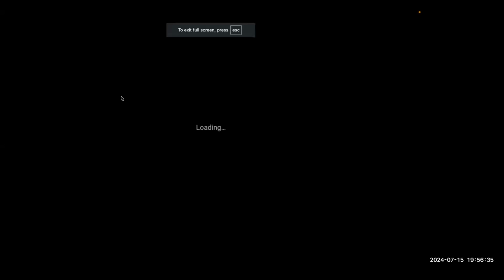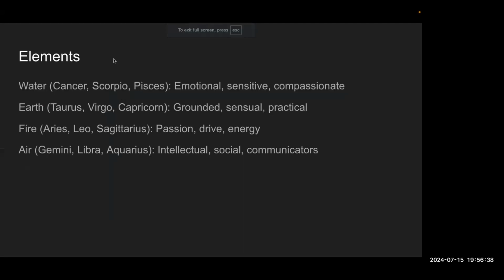So if you have a lot of water placements, meaning a lot of either Cancer, Scorpio, or Pisces, you have a lot of emotional, sensitive, and compassionate energy in your chart. Now, again, you might be spread out evenly. You might have an even distribution of all of the signs. That just means you're a very balanced person in the elemental energy. If you have Earth placements, so Taurus, Virgo, Capricorn, if you have a lot of them or a lot of important Earth placements in your chart, you have a lot of grounded, sensual, and practical energy.